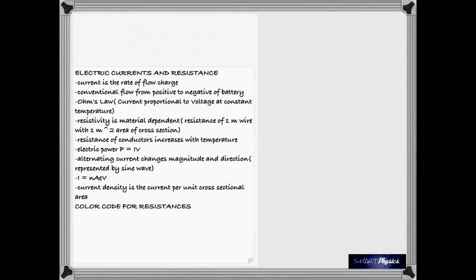What do you mean by current density? Current density is the current per unit cross-sectional area. It's represented by J. Well, at this time, remember that the color code for resistances is important to remember.